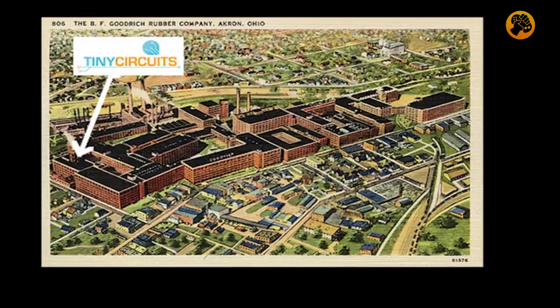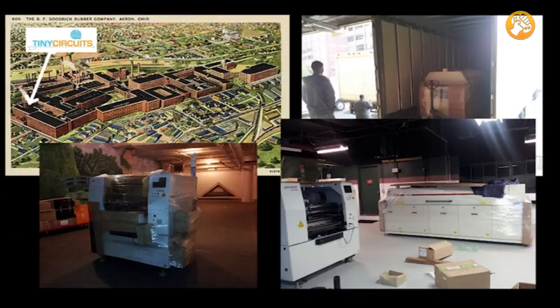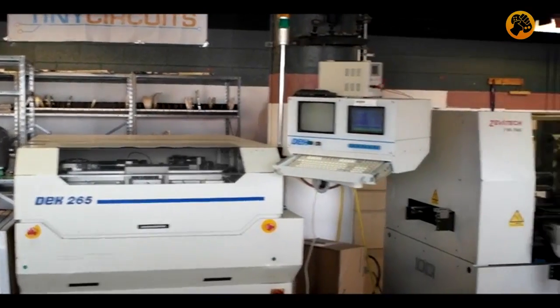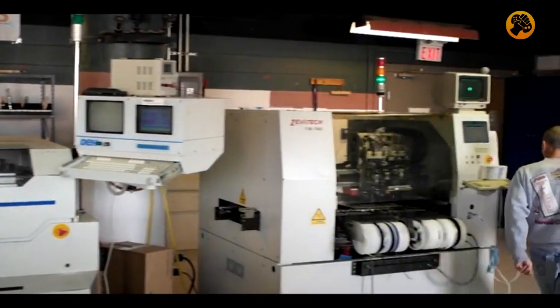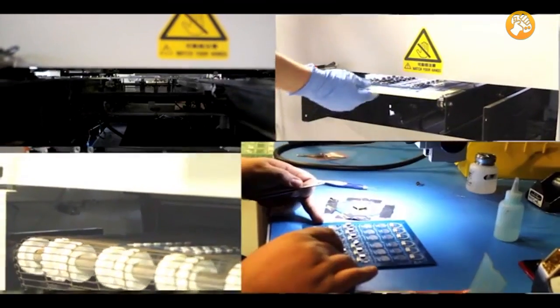We rented space in a 100-year-old rubber factory, bought some used electronics production machinery, and started building up the product. It took a few months and a lot of long days, but we got really good at production, and by the spring we were shipping Kickstarter rewards out.